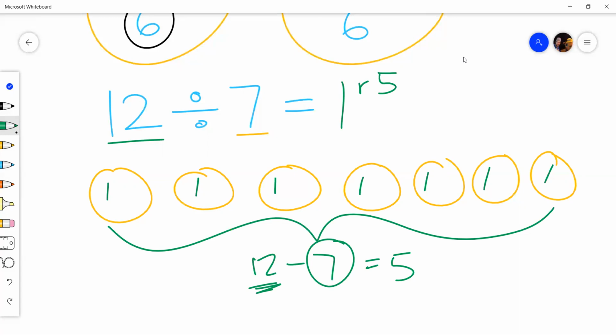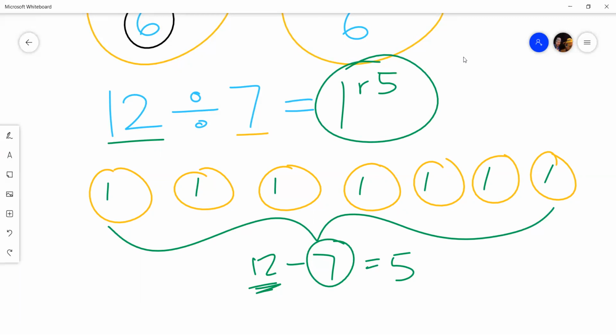Like if I had $12 and I wanted to share it with 7 of my friends, well, I could only give my friends $1 each, and then I'd have $7 left over, in which I could probably break that into change, but that's another story, right? So that's how we get this, okay?